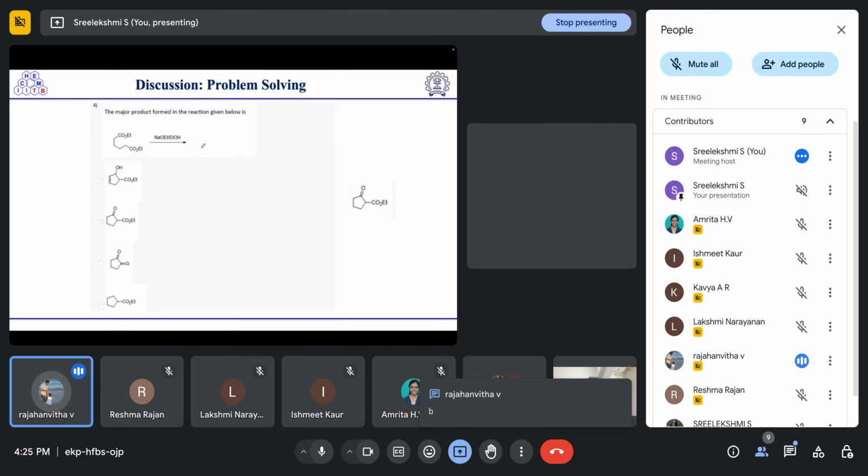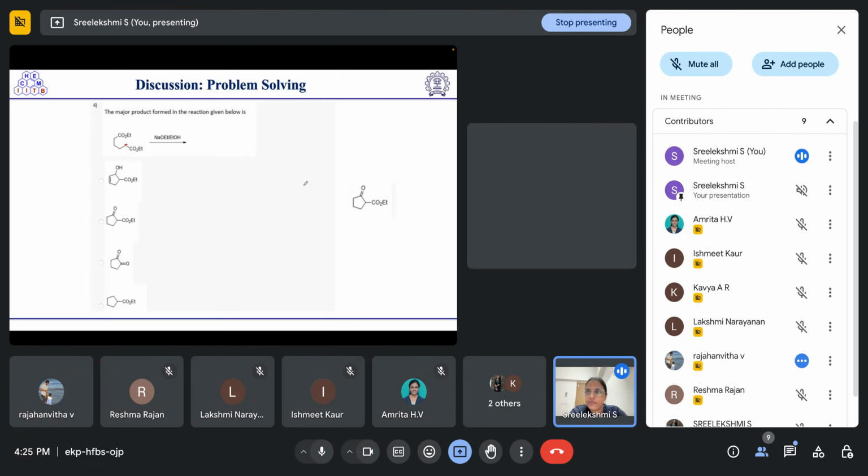This is an intramolecular Claisen condensation. First, a proton is removed from the alpha carbon and a carbanion is generated. That carbanion attacks the carbonyl carbon of the second ester, followed by elimination of ethoxide ion. So one, two, three, four, five, a 5-membered cyclic ring is formed. The keto and the ester groups are in adjacent positions.